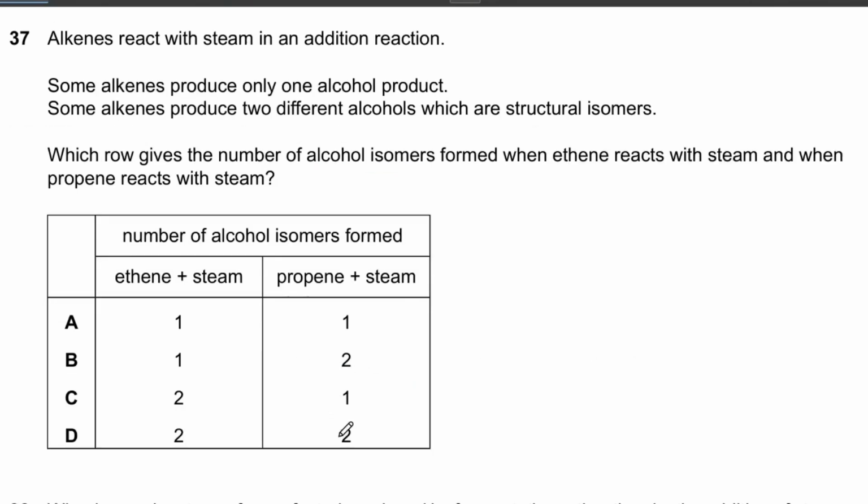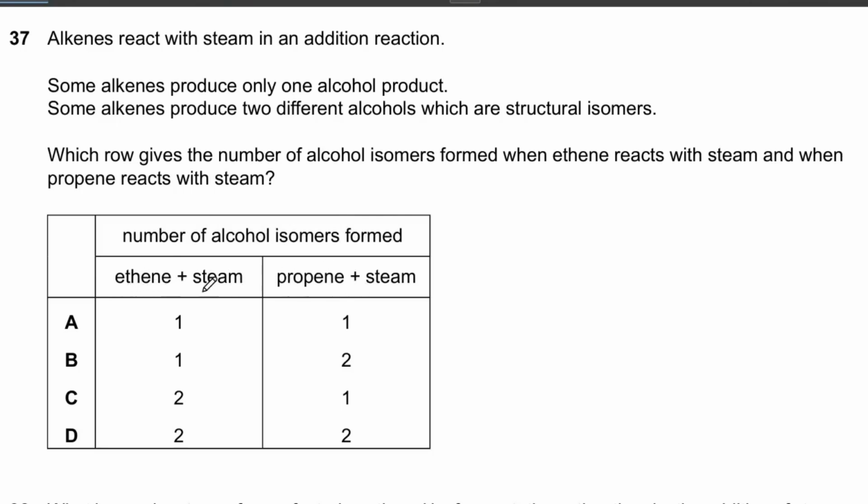Next question, question 37. Alkenes react with steam in an addition reaction. Some alkenes produce only one alcohol product. Some alkenes produce two different alcohols, which are structural isomers. Which row gives the number of alcohol isomers formed when ethene reacts with steam and when propene reacts with steam? Number of alcohol isomers formed, ethene plus steam, and then propene plus steam.